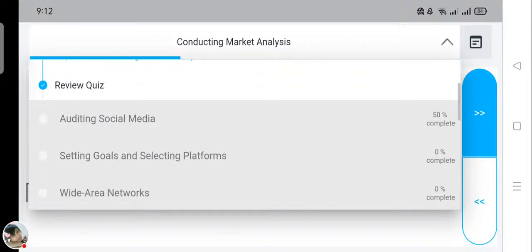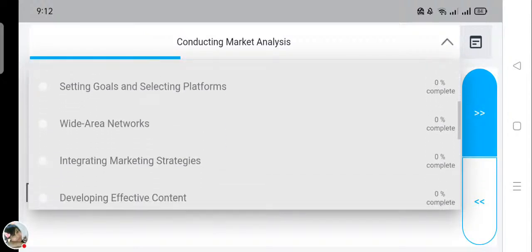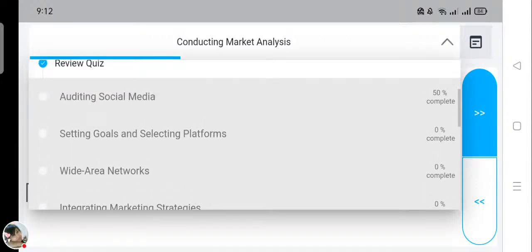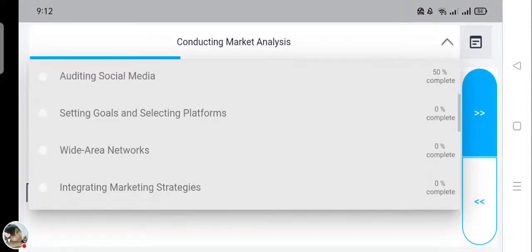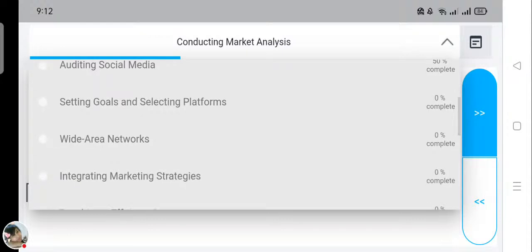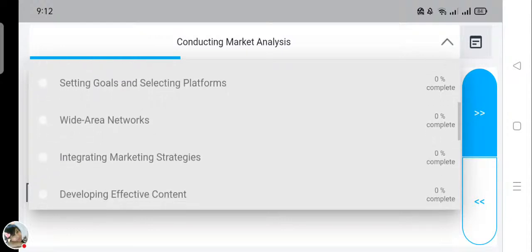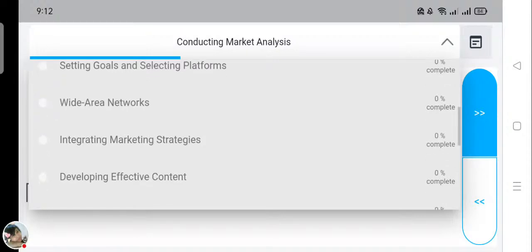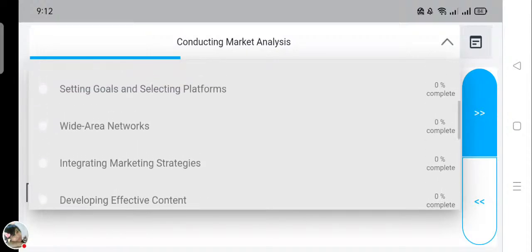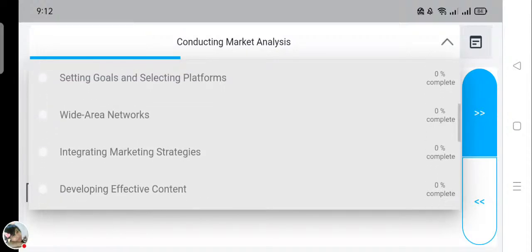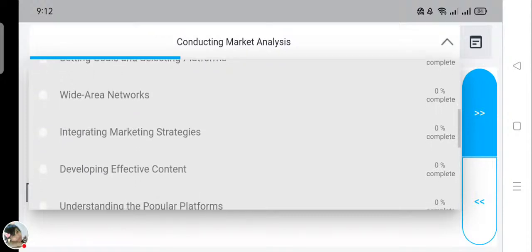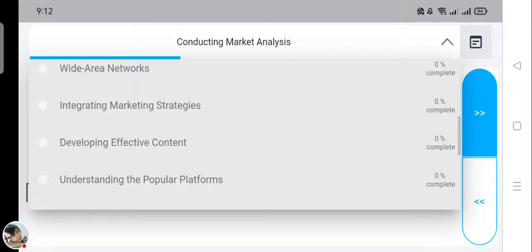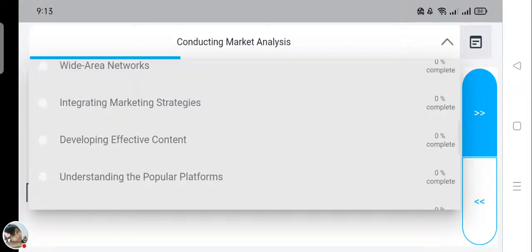So, dito na tayo sa pag-audit ng ating social media. Ito yung mga topic. Auditing social media, setting goals, and selecting platforms. Meron kang mga binabalak na gagawin. Kunwari nga magtinda ka ng ice candy. Ayun, saan mo ba balak na itinda yung ice candy mo? Sa Facebook, sa Instagram?